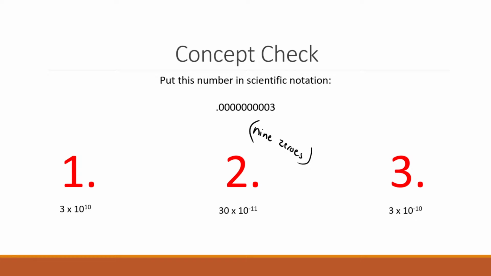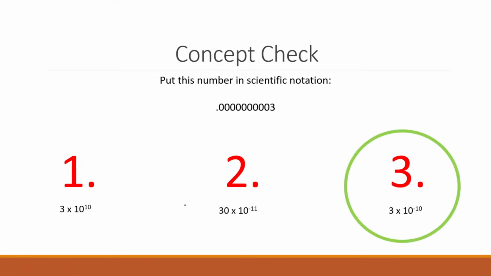Okay, good. I see in the chat a lot of people getting it right. Choice 3 is our correct answer. You have to move the decimal 9 times, then 1 more. So you can get 3 times 10 to the negative 10th. A number smaller than 0 is going to have a negative exponent.